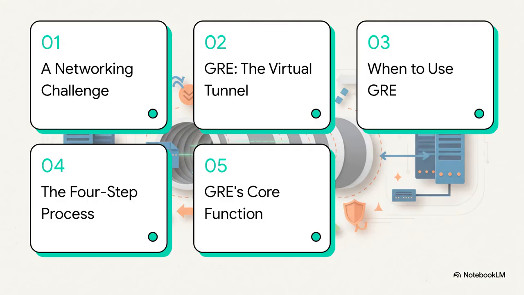And here's our game plan. First, we'll really define the networking challenge we're up against. Then, we'll see how GRE's virtual tunnel is the answer. After that, we'll look at where you'd actually use this stuff. We'll break down the beautifully simple four-step process of how it all works. And finally, we'll boil it all down to its one single core function.